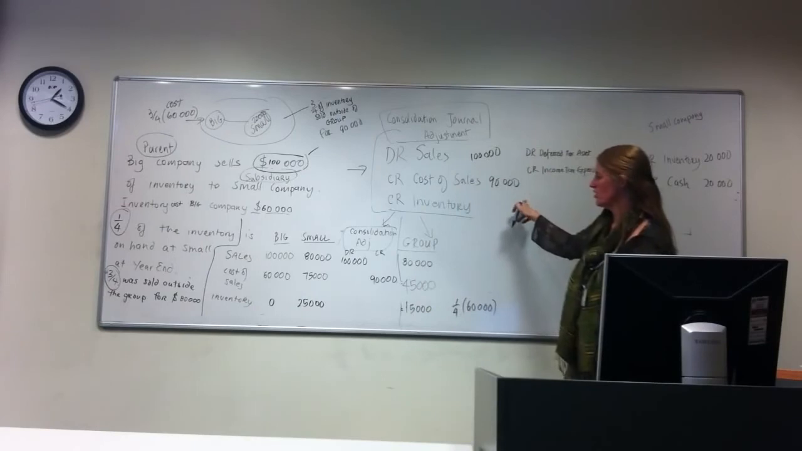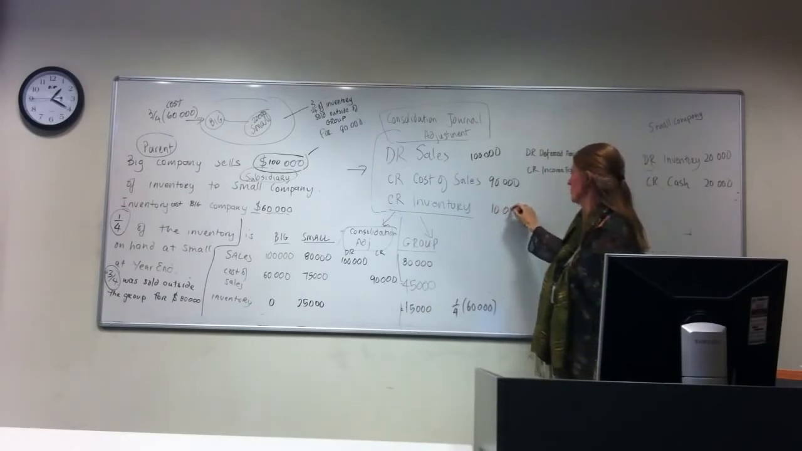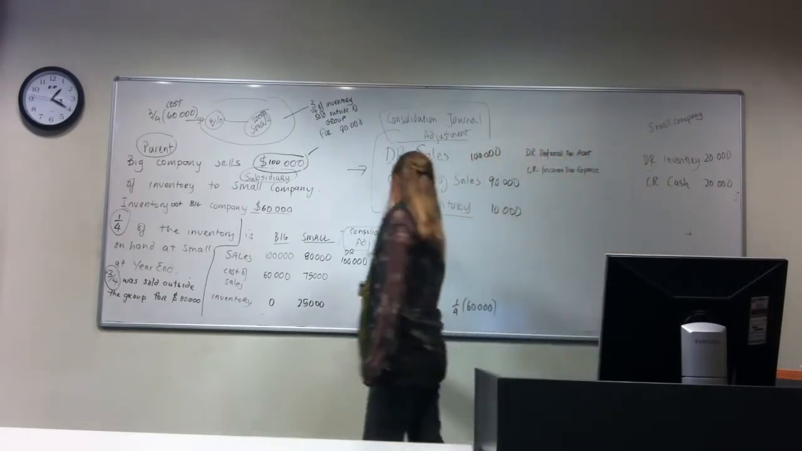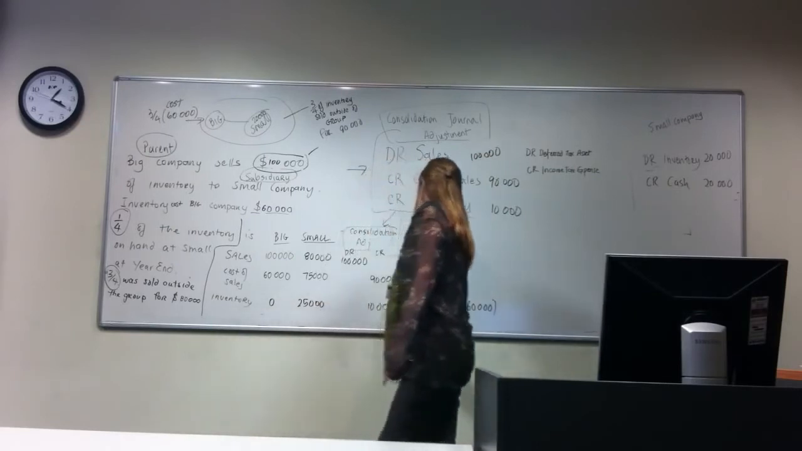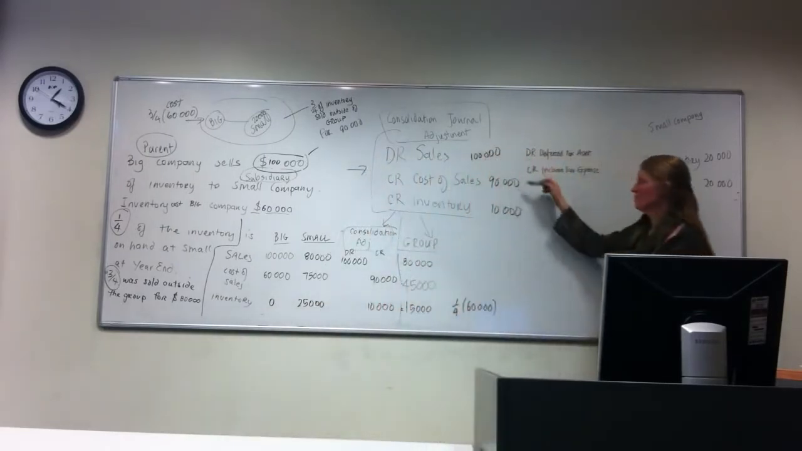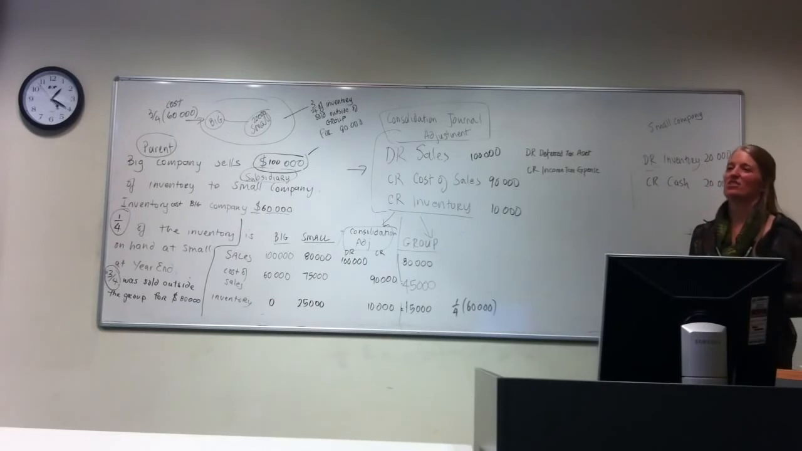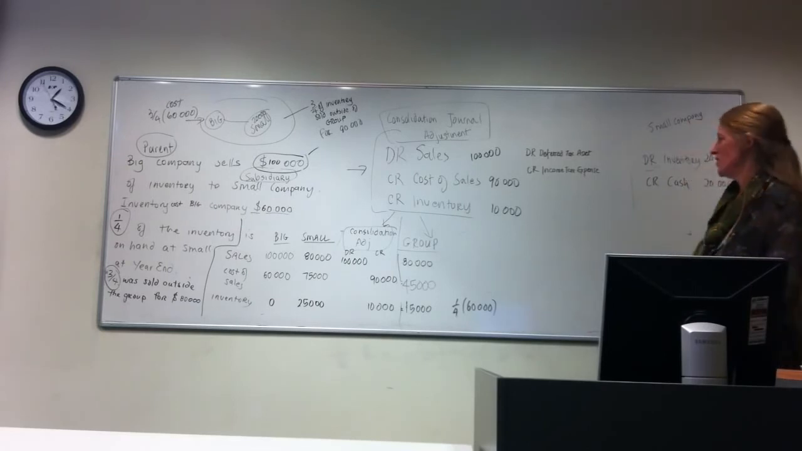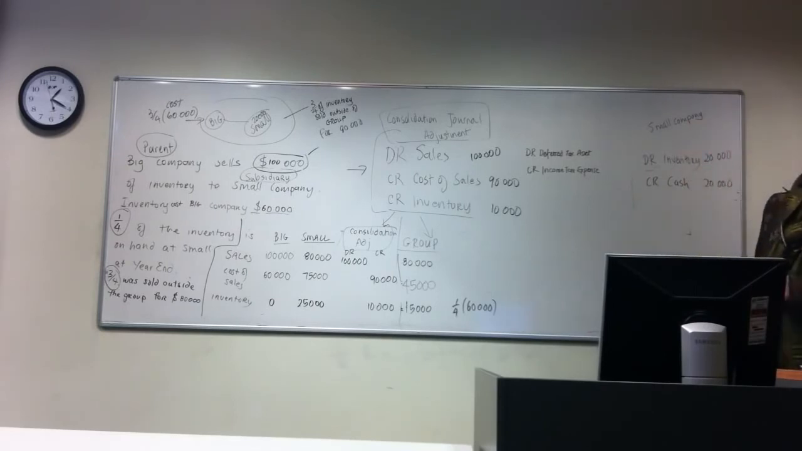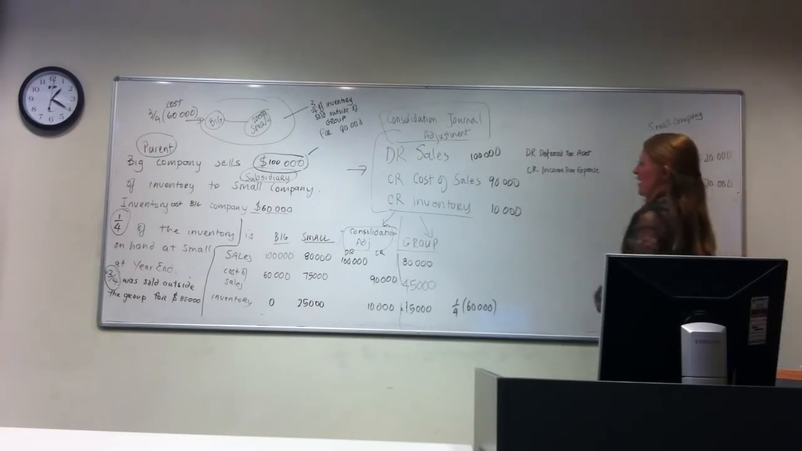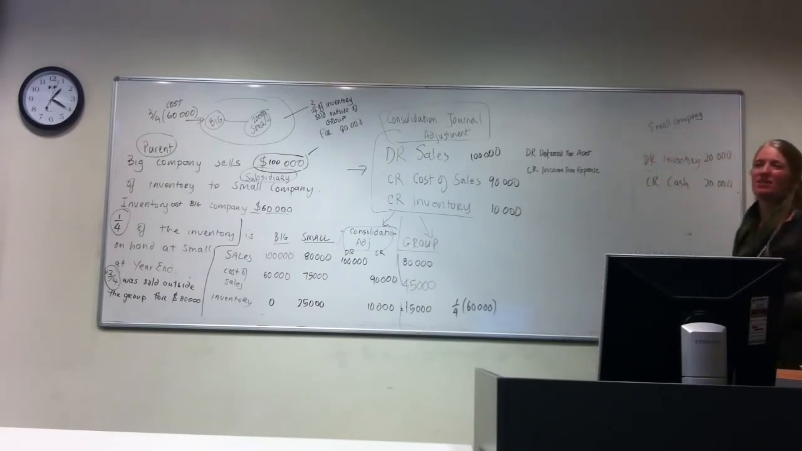Okay. Credit inventory, therefore. Right. So it all works out. Debit sales 100, credit cost of sales 90, and credit inventory 10. Okay, well done if you're understanding this. It's a bit tricky the first time you hear it, but after doing a few examples, you're hopefully starting to get the hang of it.